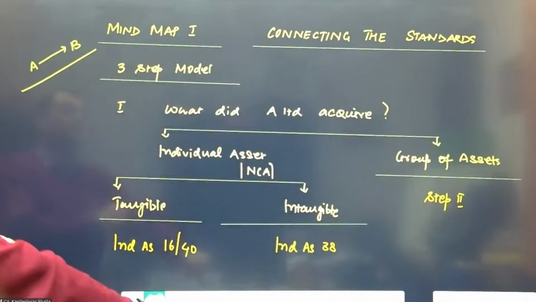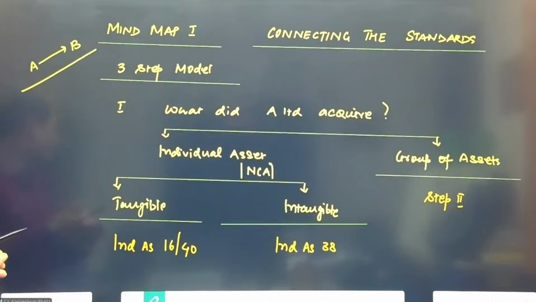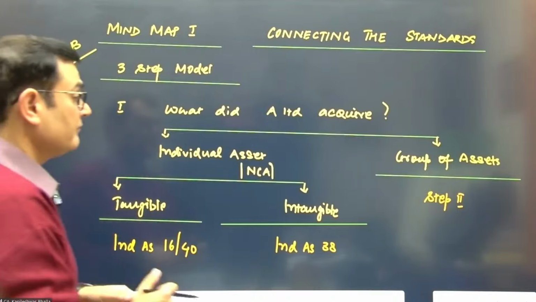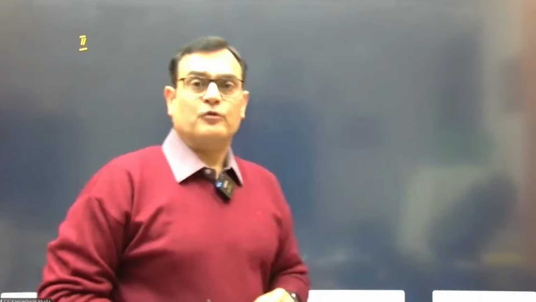So this is what we're trying to recall, that what did A acquire is the very first thing which we need to identify. That was correct. Now we go to step number 2. In terms of step number 2, the focus is the group of assets which A acquired from B, is that a business or not?